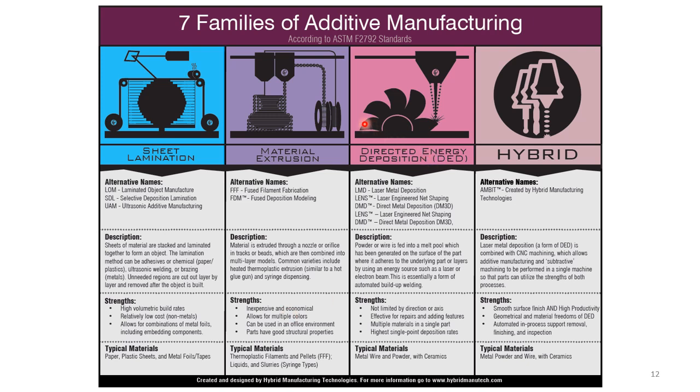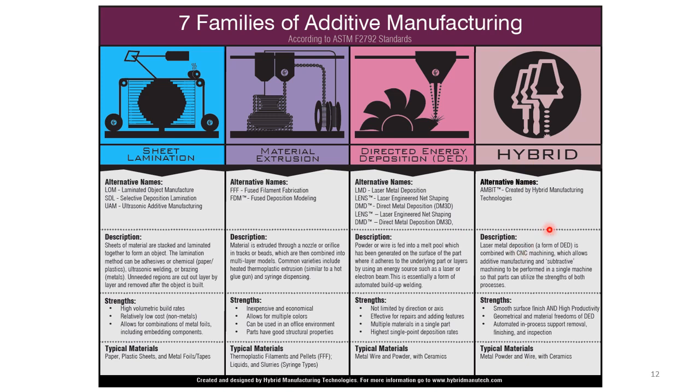Next one is direct energy deposition, which also has LENS, that is laser engineered net shaping, or LMD, laser material deposition. A powder or wire is fed into a metal pool which has been generated on the surface of the part, to which it has to adhere. Here mainly metallic wire or powders are deposited on the area which has to be fabricated. Ceramics are also used. Mainly these are used in tool product designing.